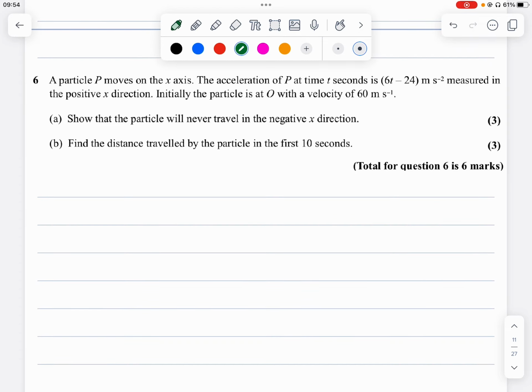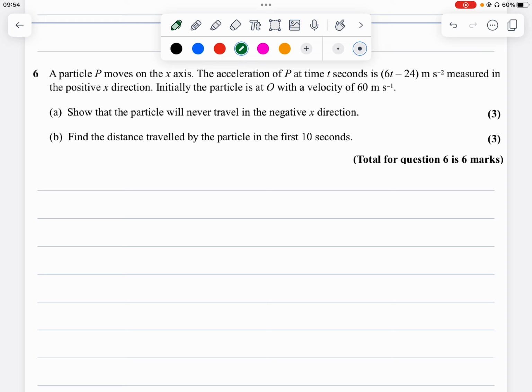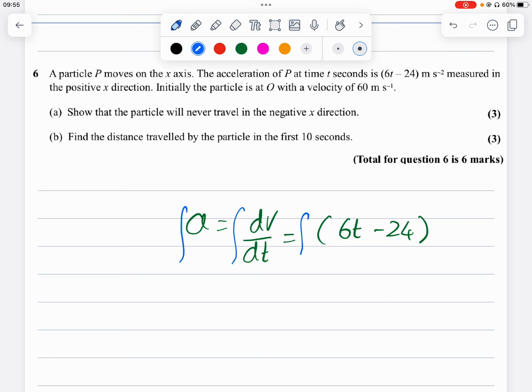Now come to question number 6. A particle P moves on the x-axis. The acceleration, which is dv by dt, is given by 6t minus 24. Show that the particle will never travel in the negative x direction. So what am I going to do? I'm going to do the integration.